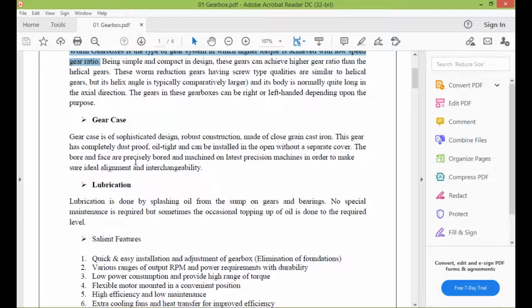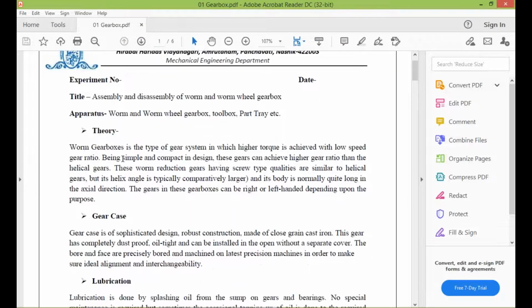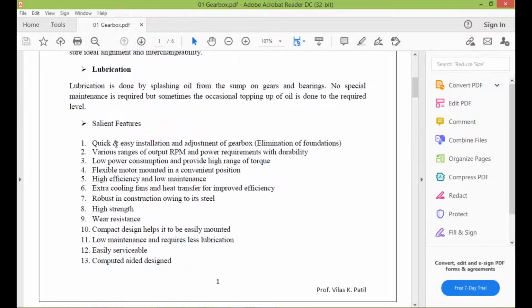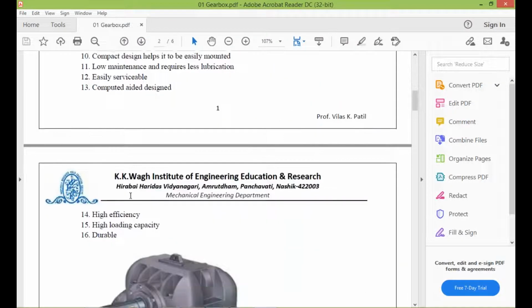So your aim is just to write down the procedures for how to disassemble and how to assemble that component system. So this is the basic theory about this gearbox, right? The gear cases, and lubrication: different types of lubrication are required for the worm and worm gear, right? What are the salient features of this gearbox? These are the various salient features, right? High strength, wear strength, low power, etc.